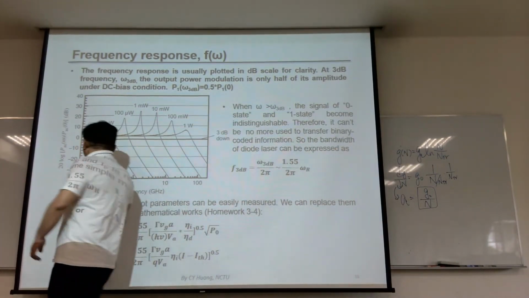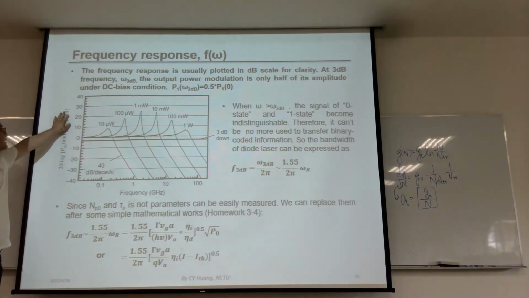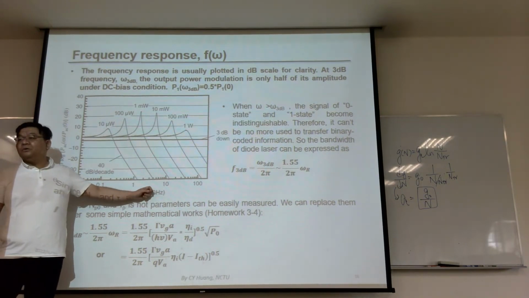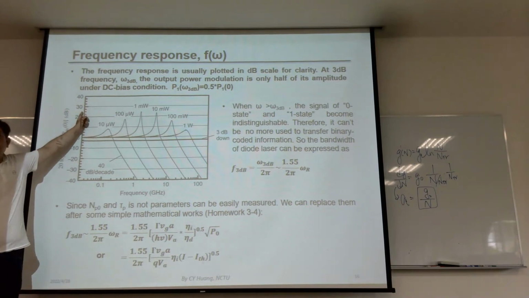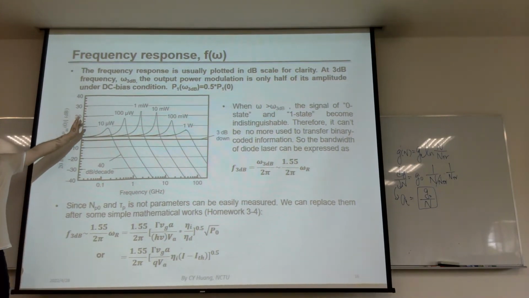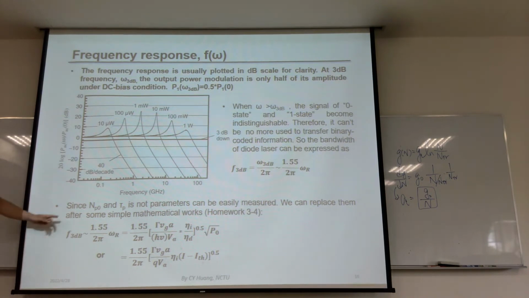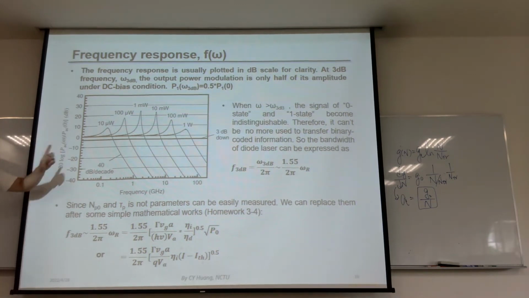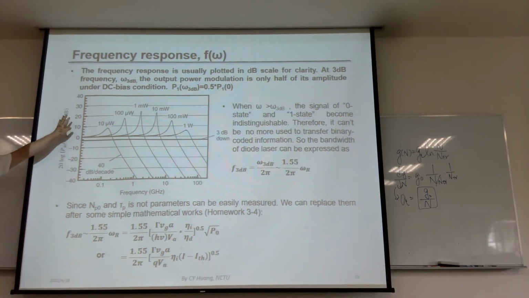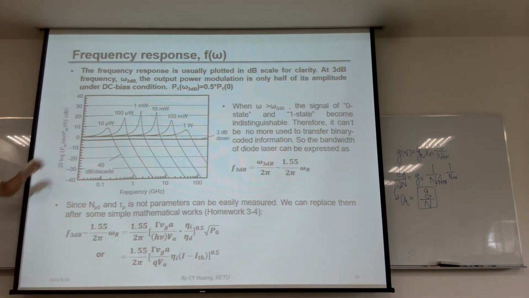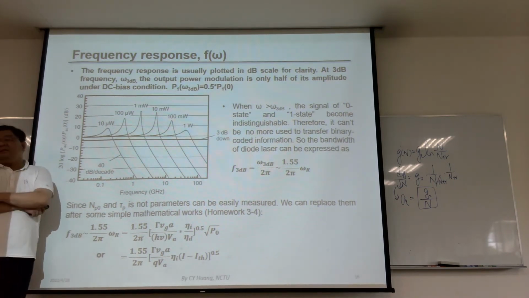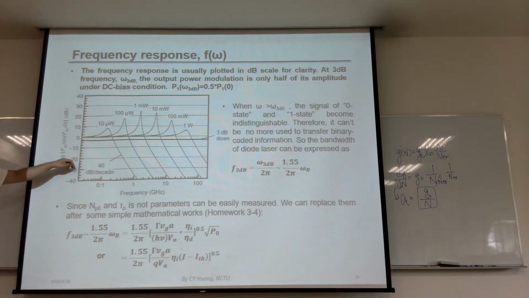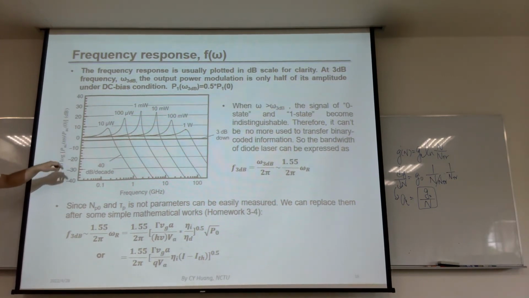So the figure here is the frequency response. The x-axis is the modulation frequency of your current, and the y-axis is your optical signal modulation compared to DC. While the frequency is really slow, the frequency response is 1. This is the DC limit. We usually like to plot this on a decibel (dB) scale. A dB scale means you take the log, the log with base 10, then multiply by 20.